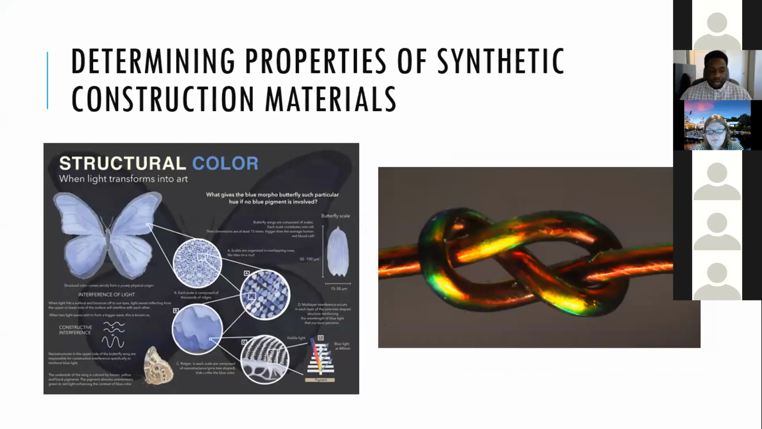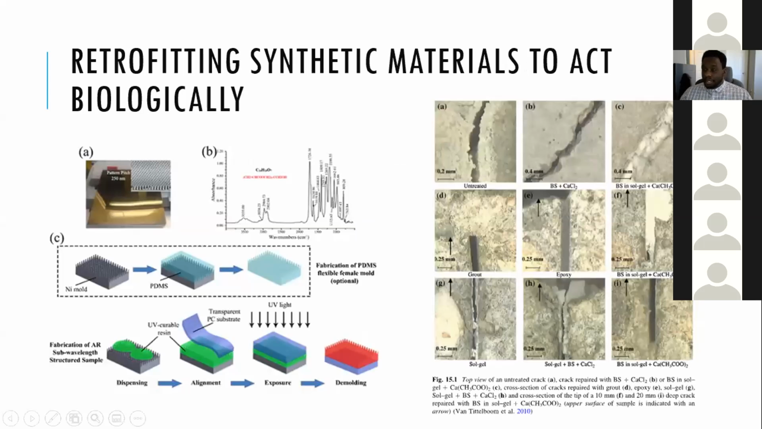Another application deals with determining properties of conventional construction materials. One example of this application would be the use of structural color, which is employed in butterfly wings and can be used to identify changes in strain and corresponding stress in construction materials due to their change in color. So these photos from left to right show the application of a film. Excuse me here.